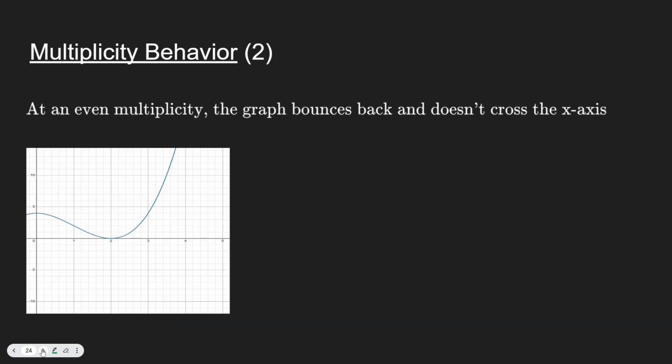So what about for even now? At an even multiplicity, the graph bounces back and doesn't cross the x-axis. So for an even multiplicity, what I'm referring to is this over here. Let's say we have the factor x minus a. And if the exponent here is even, then that means it's not going to cross the x-axis, it's going to reflect back. And we see this behavior right here.